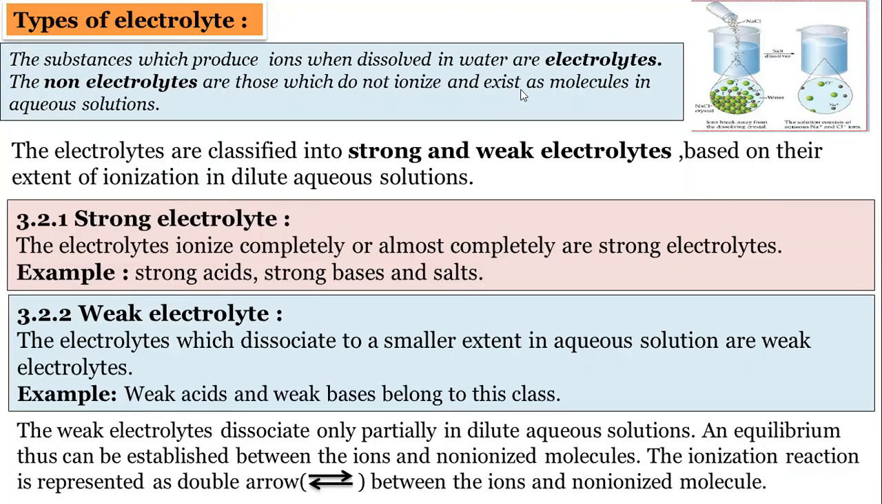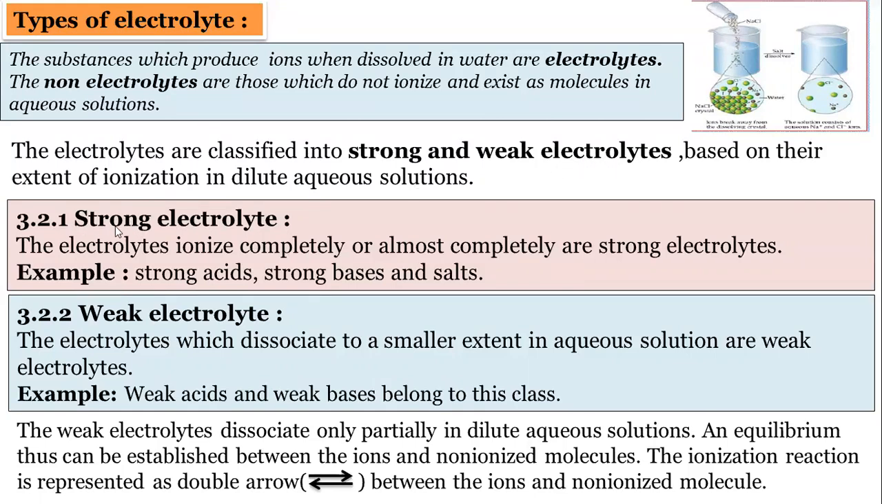Now I'm coming to strong electrolytes and weak electrolytes. Electrolytes are again classified into these two sections. Strong electrolytes: their extent of ionization is more. So depending upon the extent of ionization, electrolytes are classified as strong and weak electrolytes. As the name suggests, for strong electrolytes the extent of ionization will be more in water, and for weak electrolytes the extent of ionization is less.